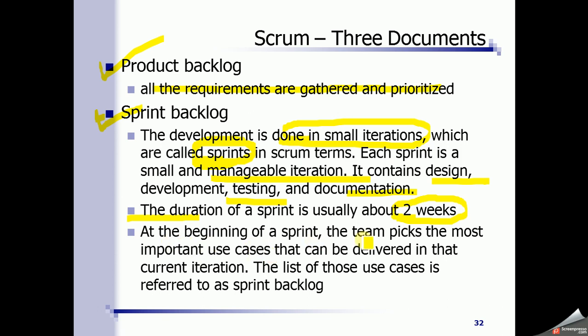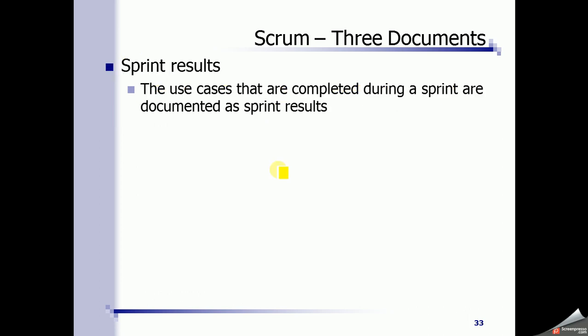So at the beginning of a sprint, the team picks the most important use cases that can be delivered in that current iteration, and the list of those use cases is referred to as sprint backlog. So every 2 weeks time, we take some requirements from product backlog and put them into sprint backlog. This is the second kind of document. Sprint backlog means the set of requirements or use cases to be developed in the current iteration.